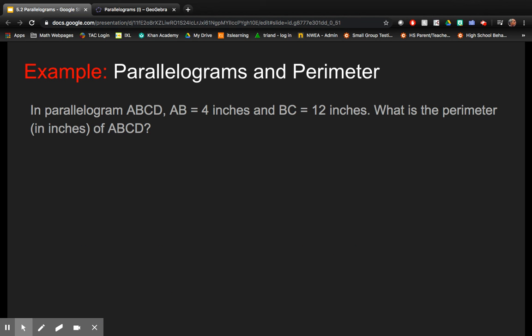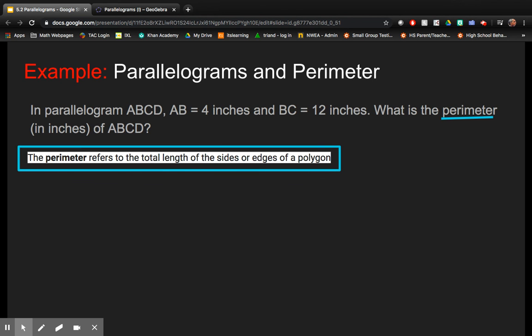In parallelogram ABCD, AB is 4 inches and BC is 12 inches. What is the perimeter in inches of ABCD? First thing we need to remember is it's asking us for perimeter. What is perimeter? Well, in this case, perimeter refers to the total length of the sides or edges of a polygon. Well, what polygon are we talking about? We're talking about a parallelogram ABCD. So let's make a sketch. Here's a parallelogram. Let's label it A, B, C, D.